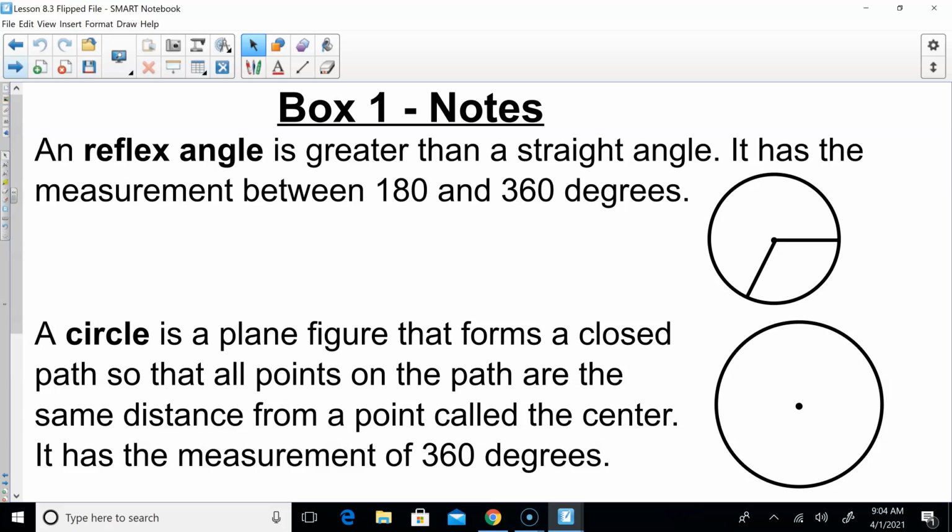It should be not an. A reflex angle. So let's scribble that. There we go. That's how you edit it on a computer. A reflex angle is greater than a straight angle and has a measurement between 180 and 360.